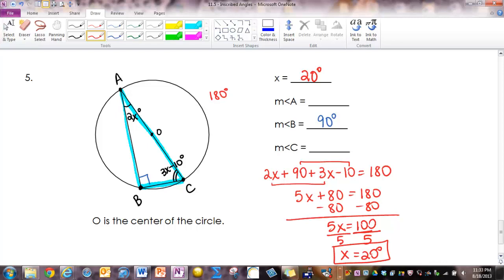Next, I need to find the measure of angle A. Now, angle A has measure right here 2 times x. Now, x was 20 degrees, so the measure of angle A is 2 times 20 degrees, or 40 degrees. And likewise, the measure of angle C is 3x minus 10, so it has measure 3 times 20 degrees, minus 10. 3 times 20 is 60, minus 10 is 50 degrees. This concludes the video on section 11.5, Inscribed Angles. Thanks for watching.